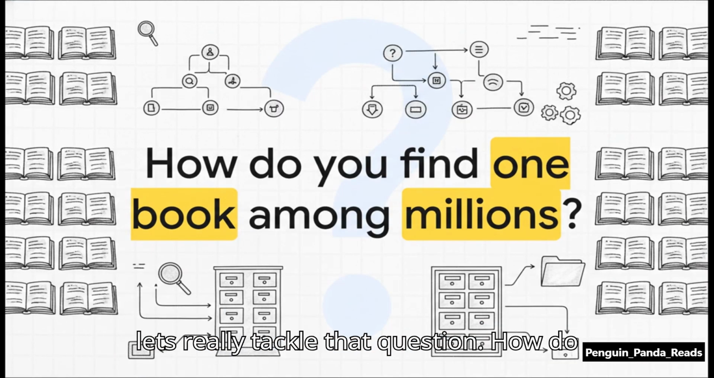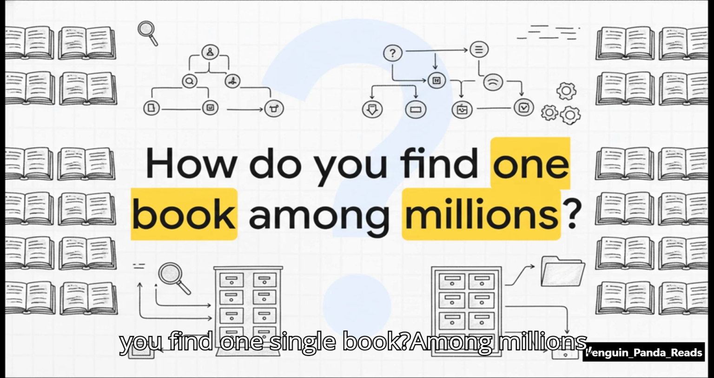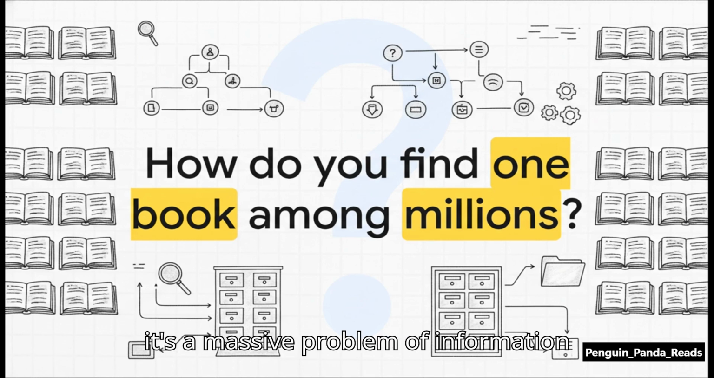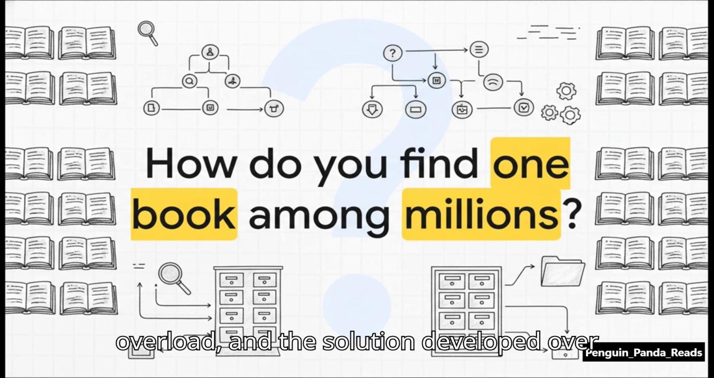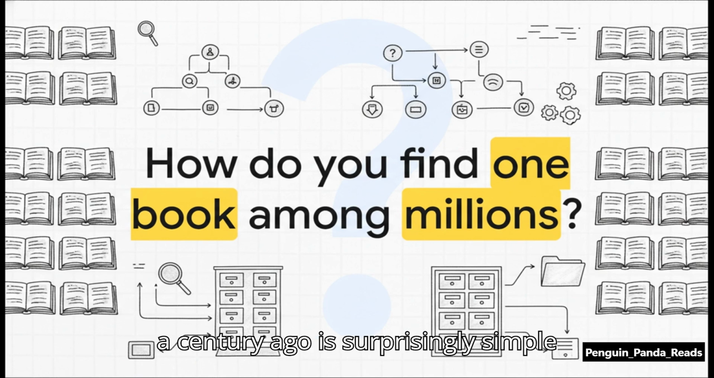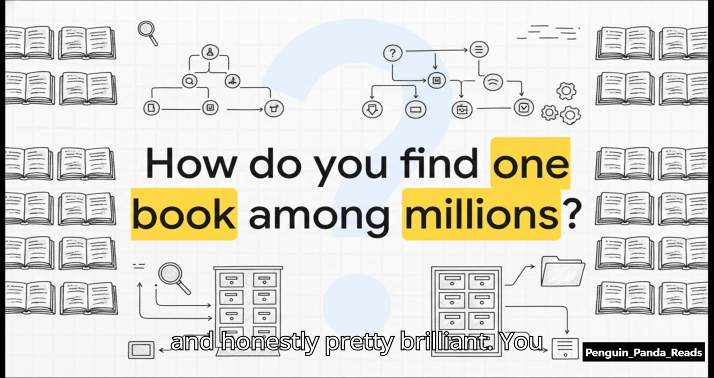So let's really tackle that question. How do you find one single book among millions? It's a massive problem of information overload. And the solution, developed over a century ago, is surprisingly simple and honestly pretty brilliant.